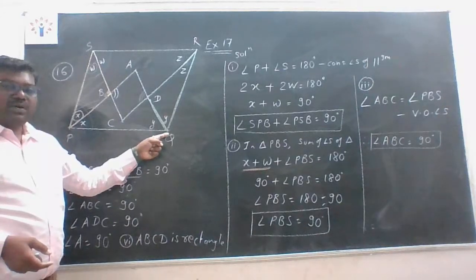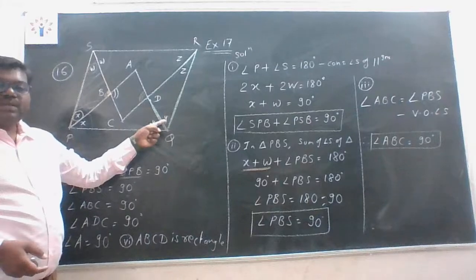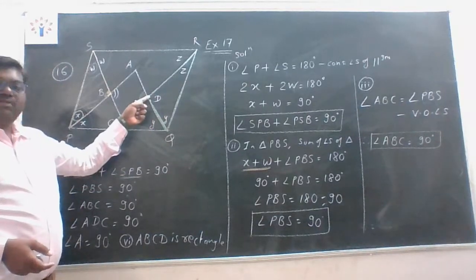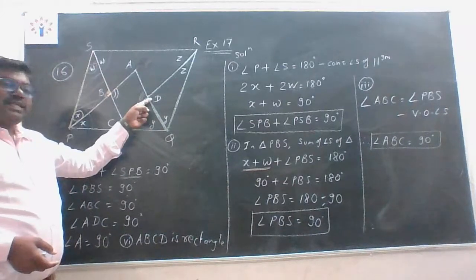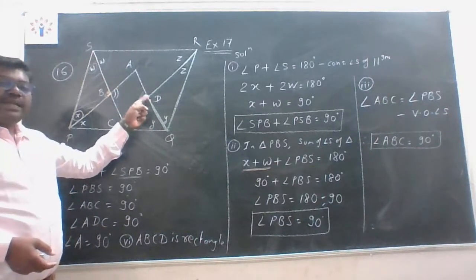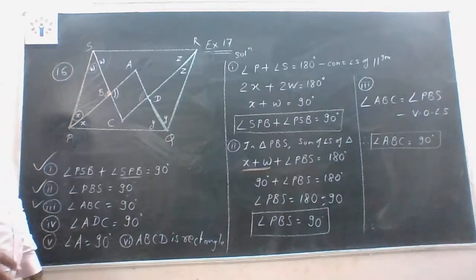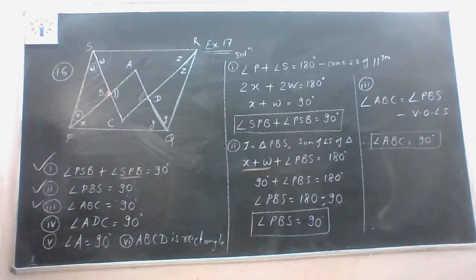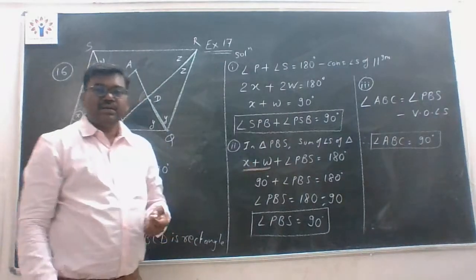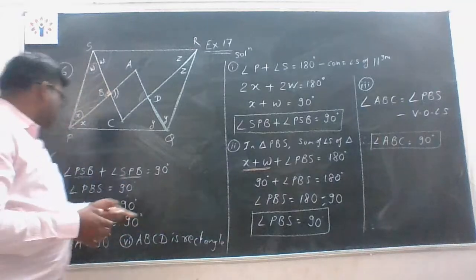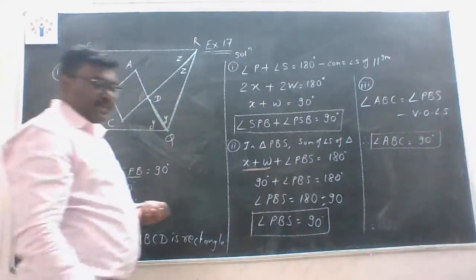RDQ. Okay, in the triangle RDQ, Z plus Y will be 90 degrees. This angle will become 90, meaning angle RDQ becomes 90 degrees. And these two are the vertically opposite angles. So we can say that this angle ABC is 90. Okay. So students, please copy up to here. Then we can go for this fourth part, angle ABC.